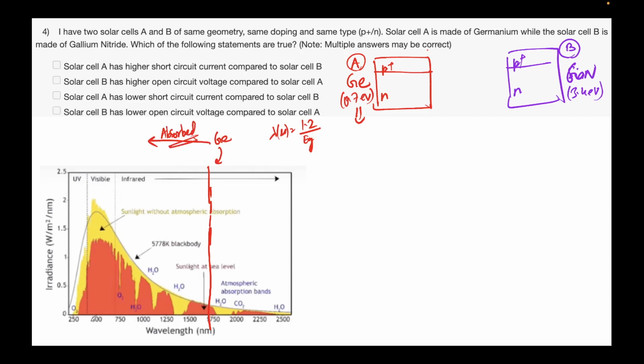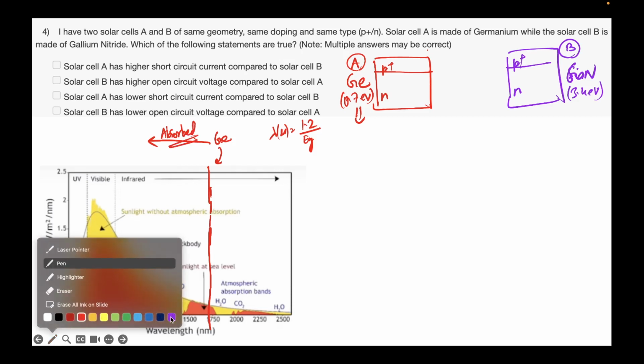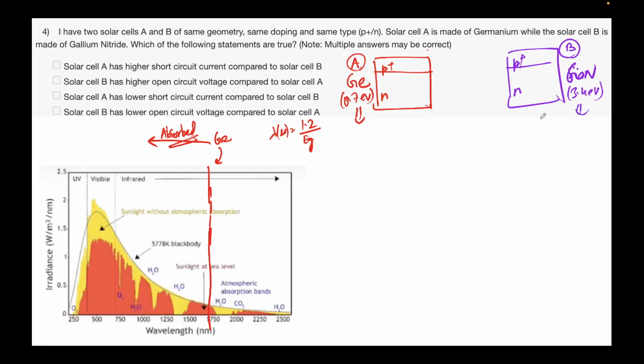Second we have gallium nitride. For gallium nitride, lambda will correspondingly come out to be 1.2 over 3.4, that is 0.35 micrometers, which coincides with the UV and visible range. So let's say this is gallium nitride, and only these will be absorbed. Again, I am ignoring the absorption coefficient and everything.